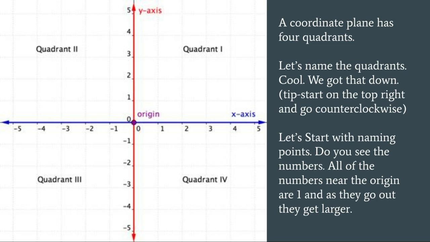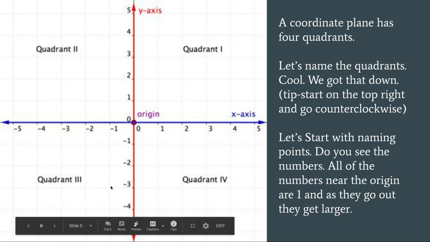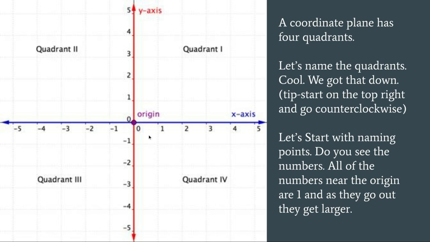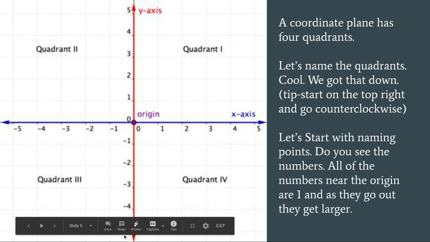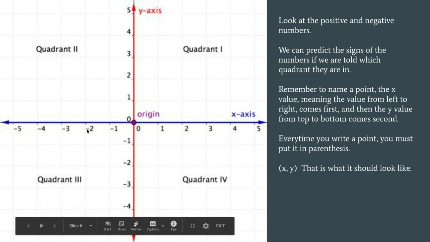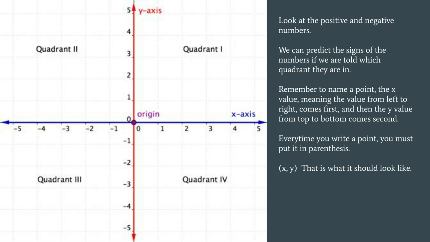Let's start with naming points. Do you see the numbers? See 5, 4, 3, 2, 1, all these? All of these numbers near the origin are 1s, and they all get progressively larger as they go in their directions. Look at the positive and the negative numbers. We can predict the signs of the numbers if we are told what quadrant they are in.